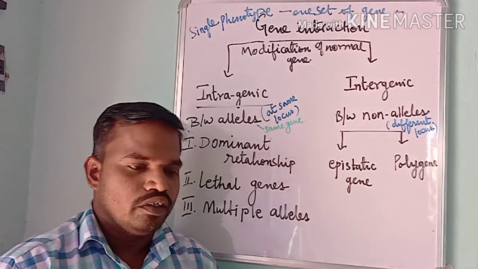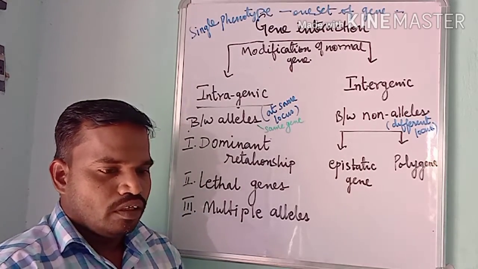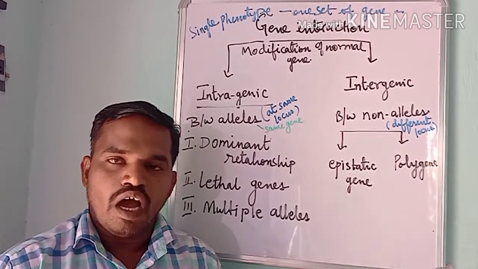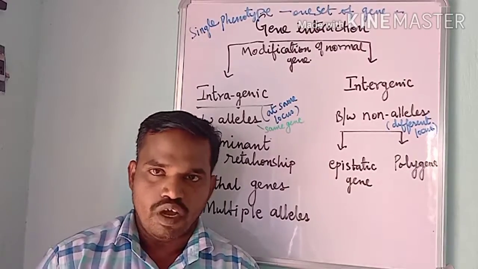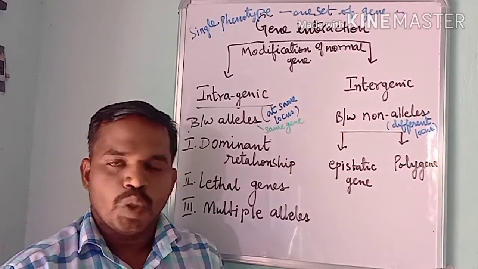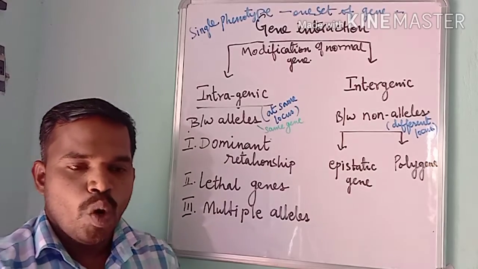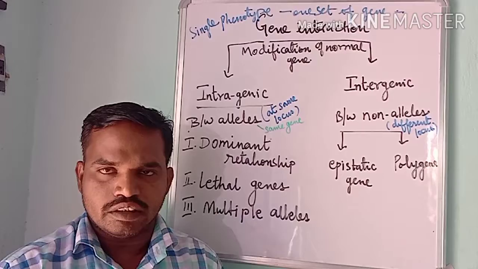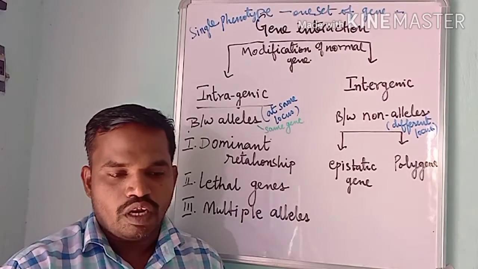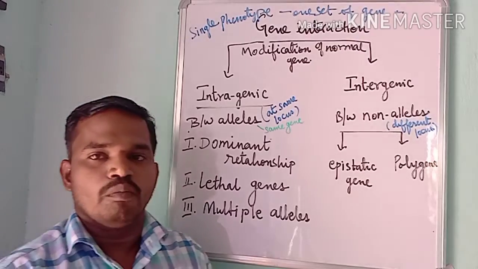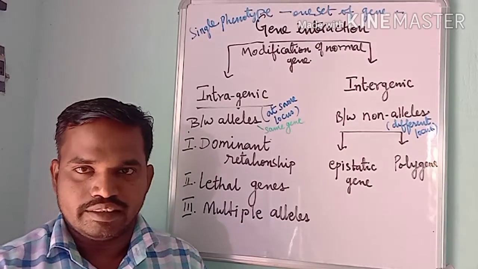Today we are going to discuss certain concepts which are exceptions to the law of dominance. Examples: incomplete dominance, codominance, over-dominance. These are all exceptions to the law of dominance. How they are exceptions and what they tell us about gene interactions.